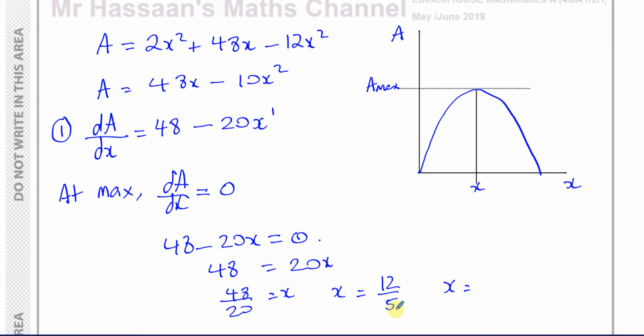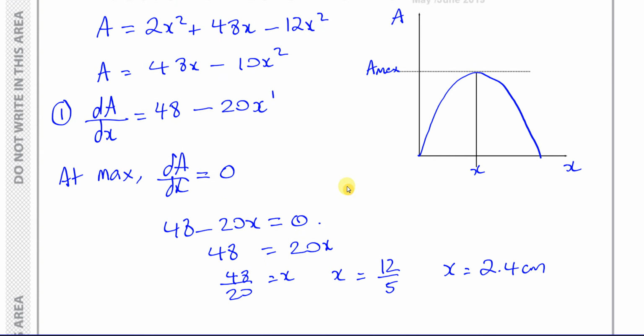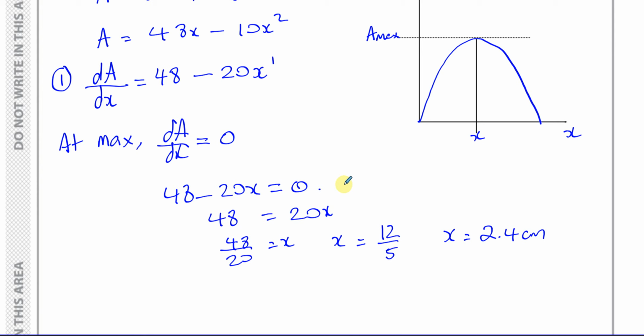We can leave it like that if you want to, or we can say that's going to be 2.4 centimeters. So when x is 2.4 centimeters, we're going to have the maximum area. So we want to find that maximum area. So I'm now going to take that expression and replace the x with 2.4.